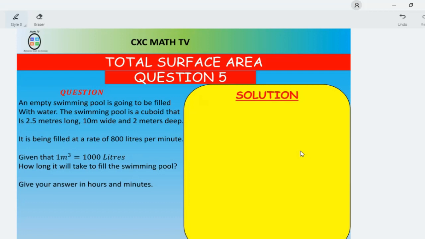Next question. It says an empty swimming pool is going to be filled with water. The swimming pool is a cuboid that is 2.5 meters long, 10 meters wide, and 2 meters deep. It is being filled at a rate of 800 liters per minute. How long will it take to fill the swimming pool? Give your answer in hours and minutes. Pause the video. Attempt this question. Take it on and try it.